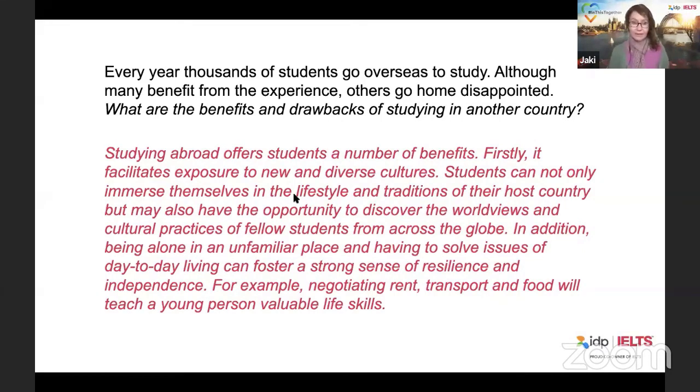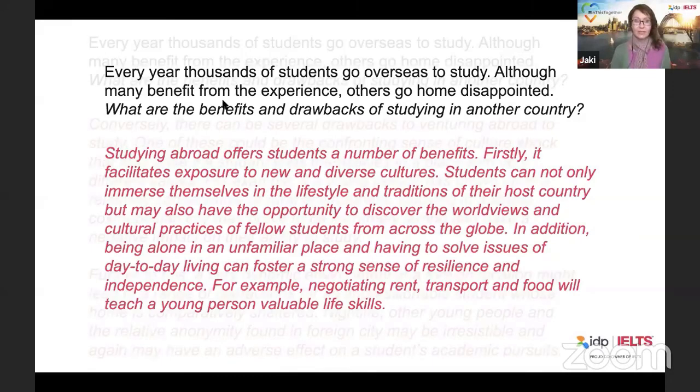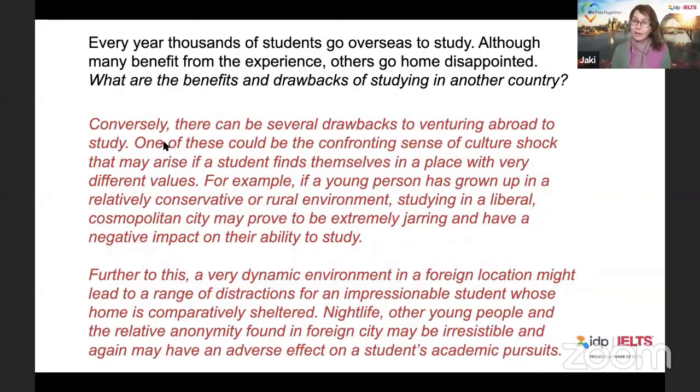All right. So then we need to remember our next job, the drawbacks. So we have a topic sentence. Conversely, there are several drawbacks. One of these could be confronting a sense of culture shock. And here's an example. If a young person has grown up in a conservative or rural environment, studying in a cosmopolitan city may be jarring. Further, so here's another reason, a dynamic environment has distractions. And then we expand on the reason.